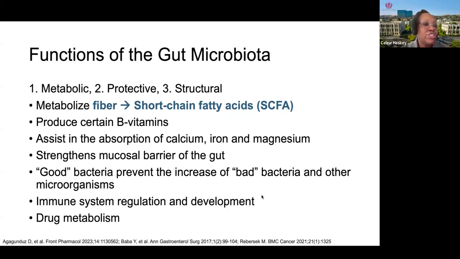So protective functions include the good bacteria helping to strengthen the mucosal barrier of the gut and preventing the increase of harmful organisms in our body. Gut microbes are also important in the function of the gut as an immune organ system and also can have an impact on how medications are metabolized, which can basically impact the effectiveness of the medications.